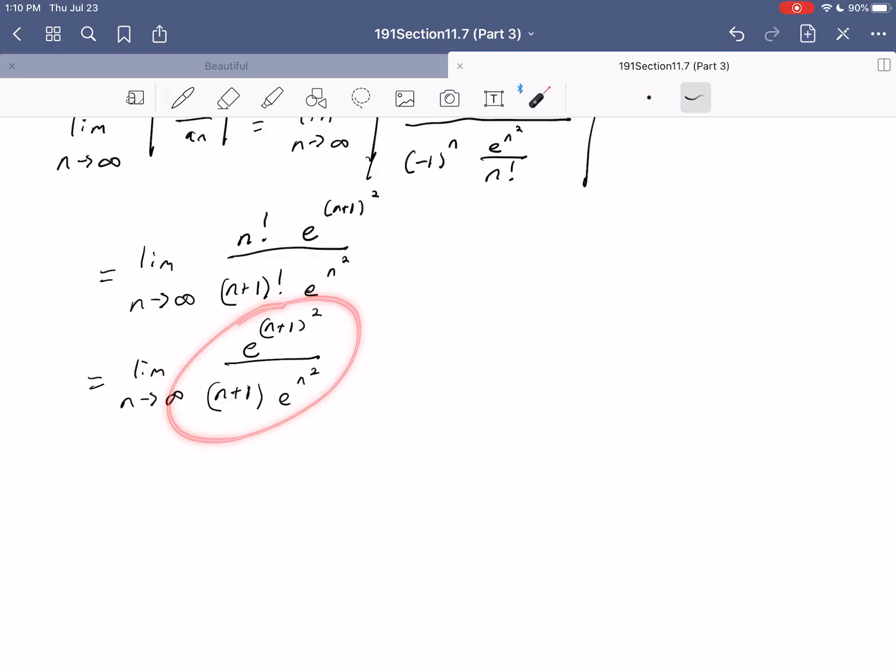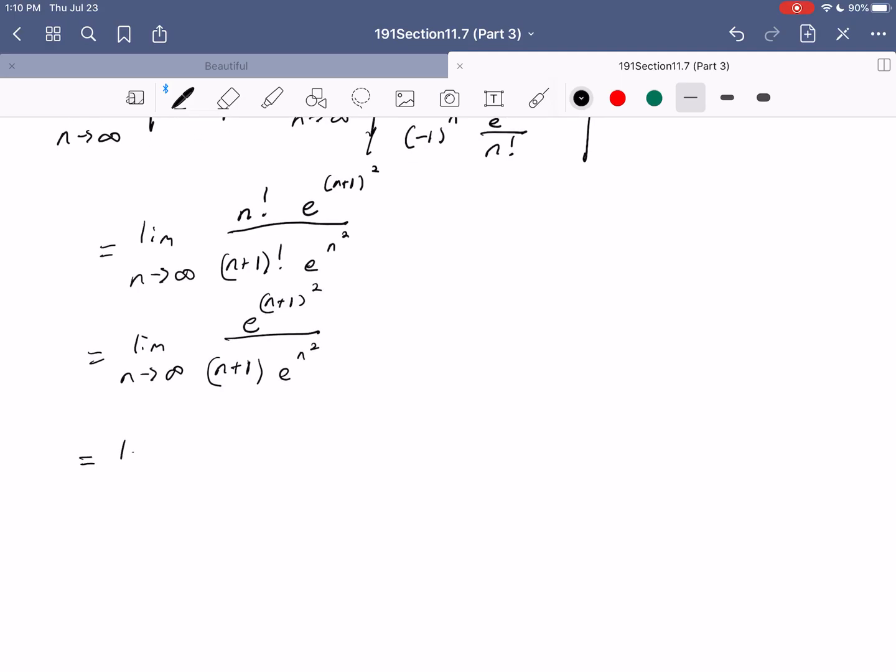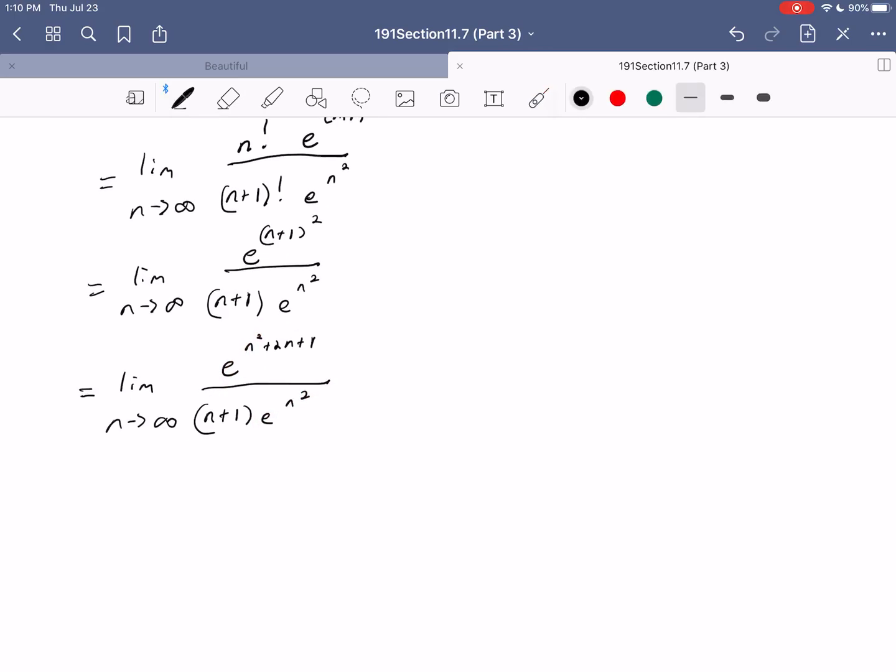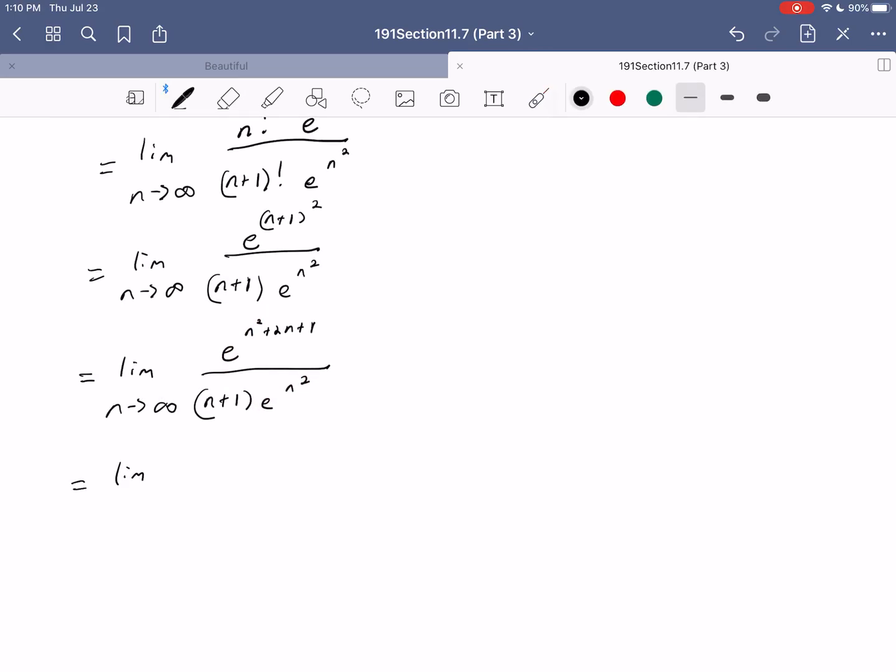Okay, now what about this? Well, we could simplify this a little bit. (n+1) squared, we know how to do that. That's just FOIL. That's the limit as n goes to infinity of e^(n^2+2n+1) over (n+1) e^(n^2). Notice now you could cancel this with this, and you could get the limit as n goes to infinity of e^(2n+1) over n+1.